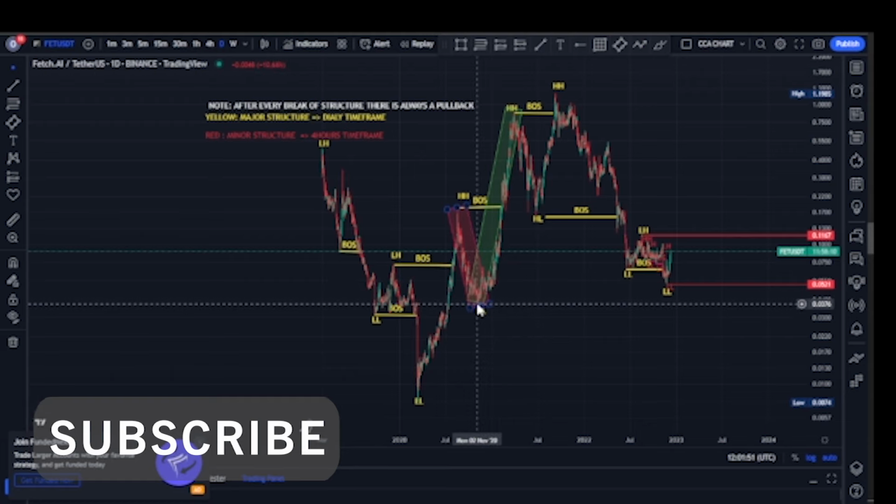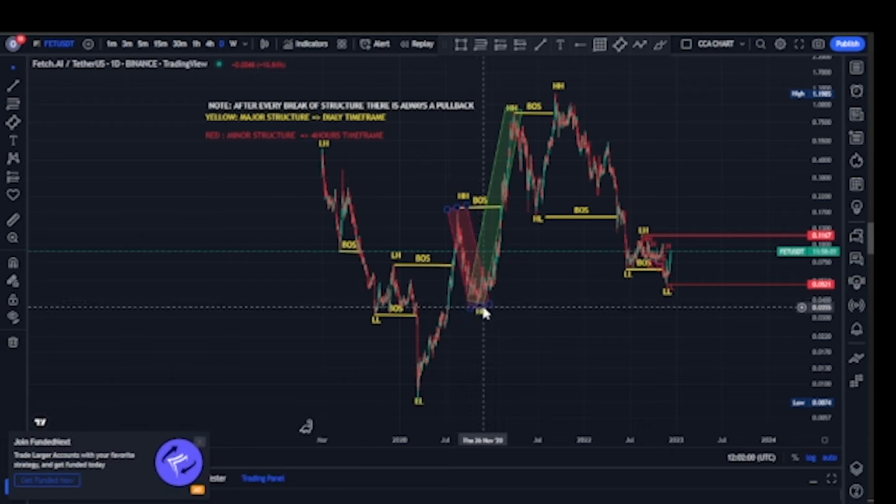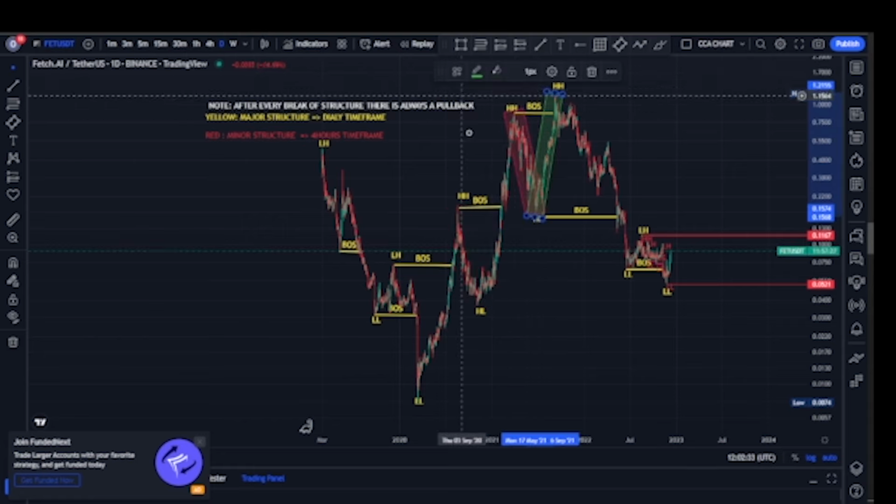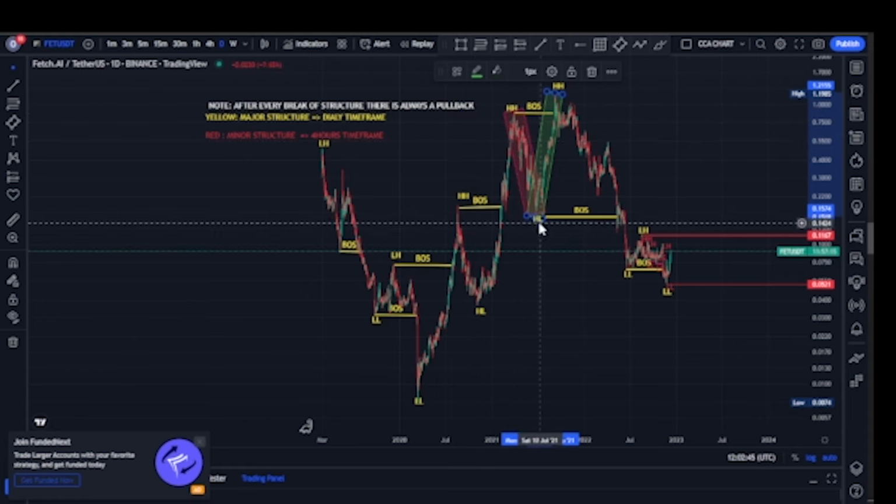And sure, the bulls came back, took price from $0.037, broke more structure to the upside, and took price back to about $0.85. Guys, we're expecting a pullback. Sure, we got the pullback. The bears took price from that $0.85, took price down to about $0.15.